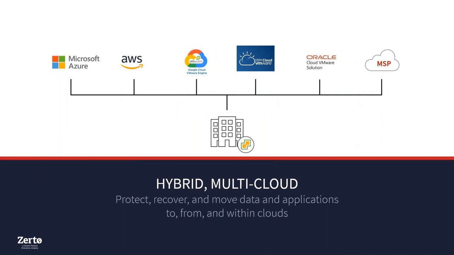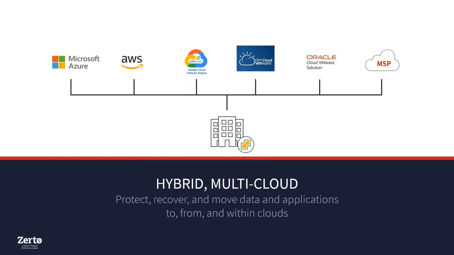Zerto does allow us to actually do that. Zerto can, with its continuous data protection technology, protect, recover, and move data and applications between these different cloud providers. I've already talked about Microsoft Azure and AWS. Those, again, you can replicate natively to, and you will be using their services.